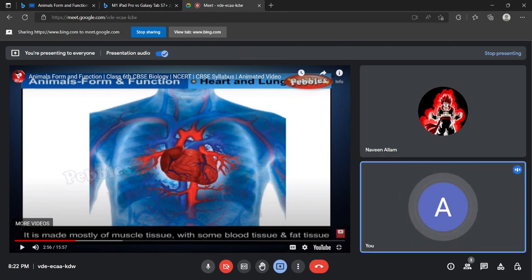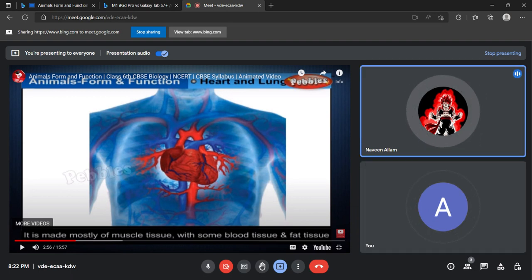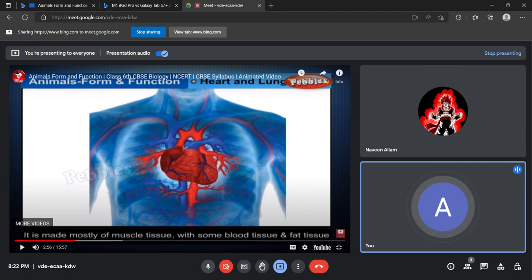Okay, so what is the function of the heart? Oh yeah, it's pumping blood. Yeah, it's pumping blood through to all the parts of your body, to all the cells of your body.